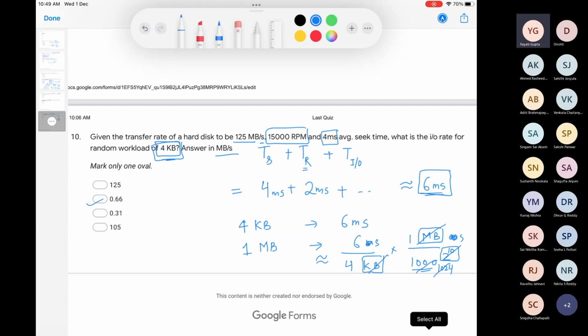Okay, any queries in this quiz? I'll soon upload the marks in the shared sheet. The maximum marks for this quiz, I think it was out of 15 points, and the average was 7 or 8.